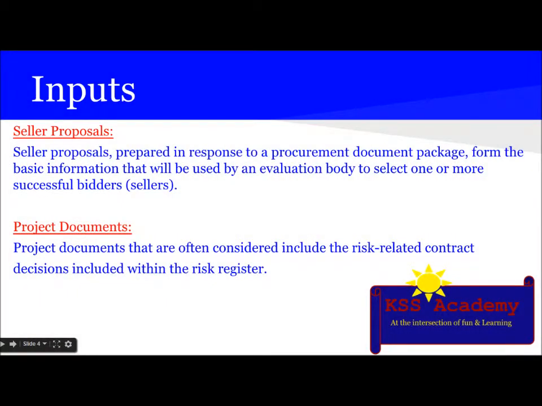The next input is seller proposals. It's prepared in response to the procurement document package, and forms the basic information that will be used by an evaluation body to select one or more successful bidders or sellers. The next thing is project documents that are often considered, including the risk related contract decisions included within the risk register.